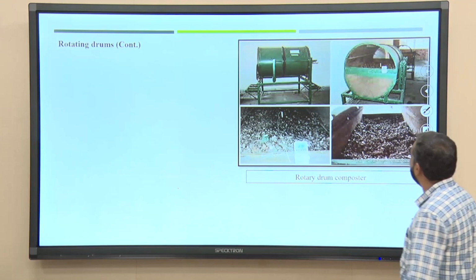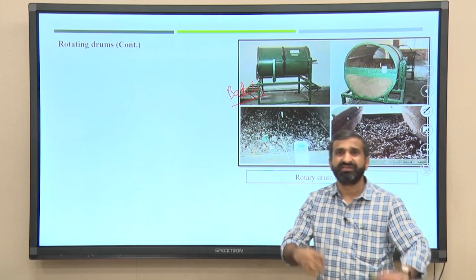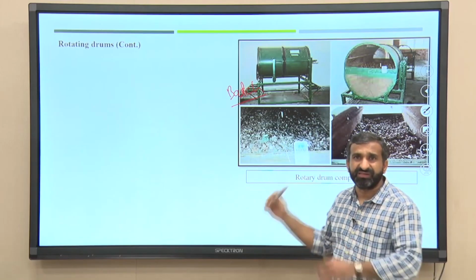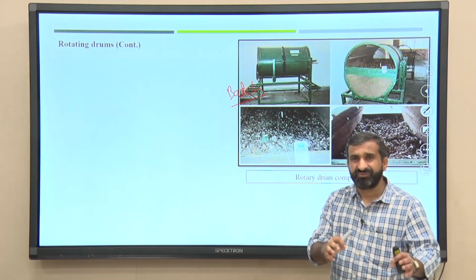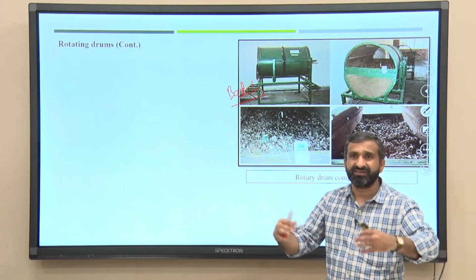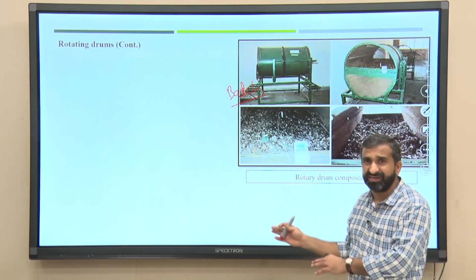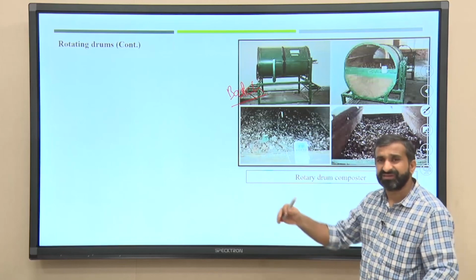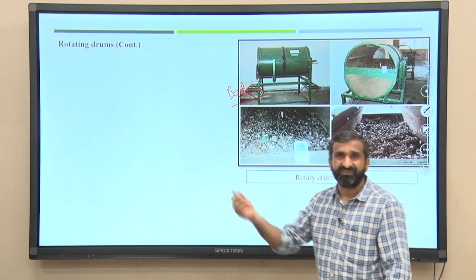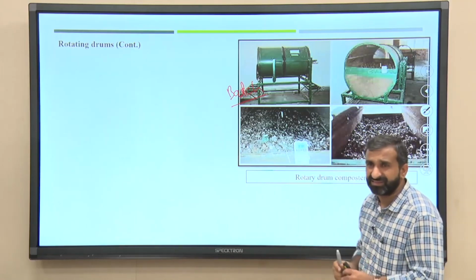So, this is the small reactor. This is a batch process. Batch process means only once in 15 days you can feed this reactor. You have to wait for 15 days, and once that 150 or 200 kg of waste gets degraded in 15 days, after that you can feed again. That is why it is called a batch reactor. Okay.